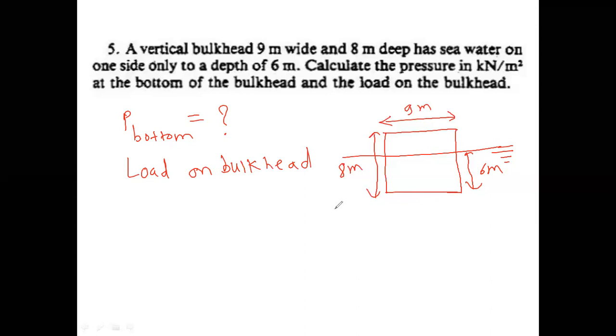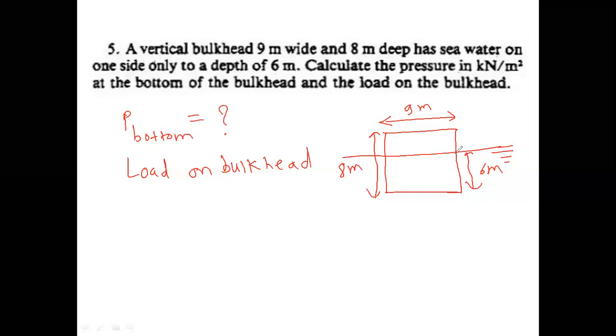Now what is the difference between the earlier two numericals and this numerical? In the earlier numerical, sub-question A was that the water level is at the top of the bulkhead. And the second sub-question was that the water level was above the bulkhead, which means the bulkhead was completely submerged. Now in this case, the bulkhead is 8 meter deep, but the water level is up to 6 meter only. It means that the bulkhead is not completely submerged. That is just the opposite of the earlier cases.